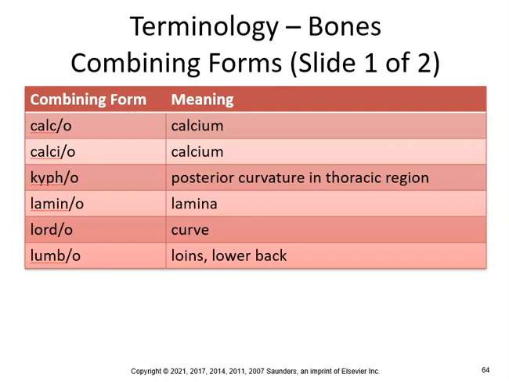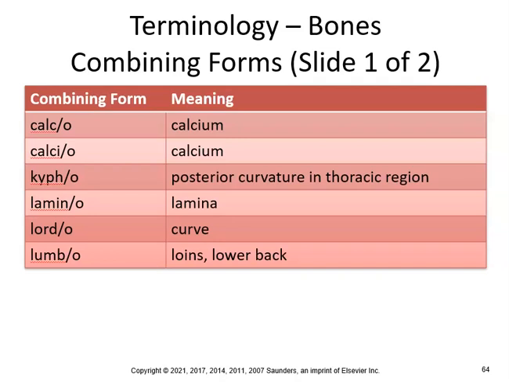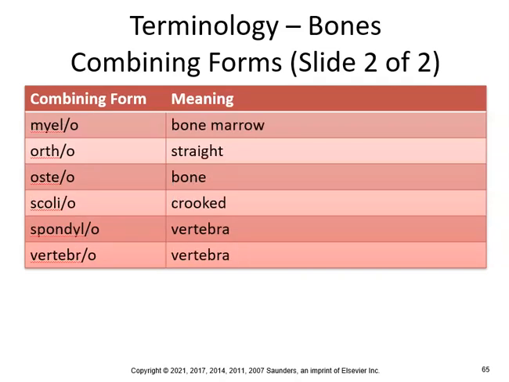Okay, so lumbar, loins, meaning low back. So lumbar region would be pertaining to the low back. Myelo means bone marrow. So myelopoiesis is formation of bone marrow. Ortho is straight, so orthopedic, pertaining to orthopedics. Osteo is bone, so osteogenesis would be the formation of bone. Scolio is crooked, so scoliosis is the abnormal condition of lateral curvature of the spine.